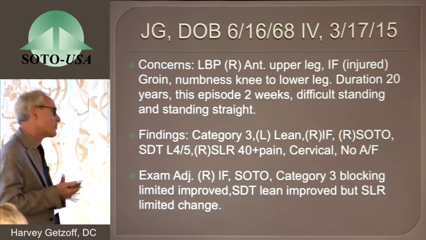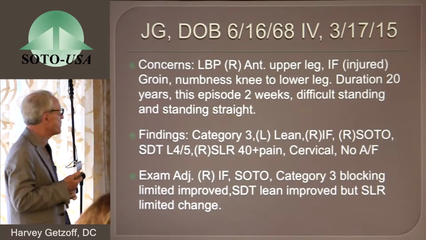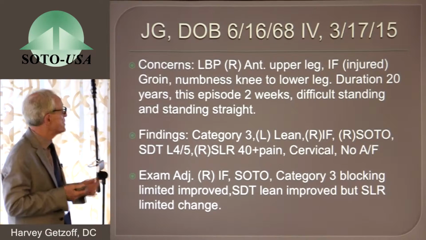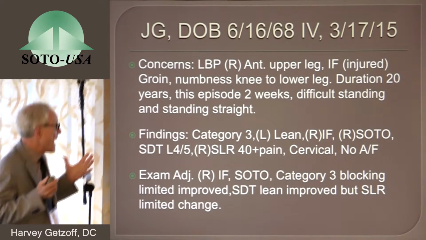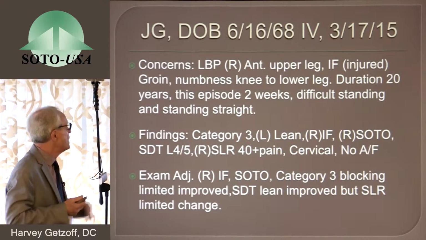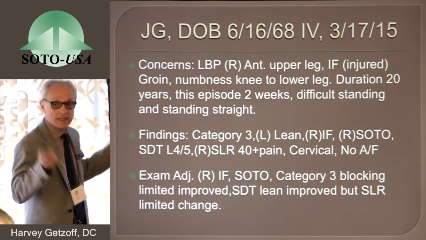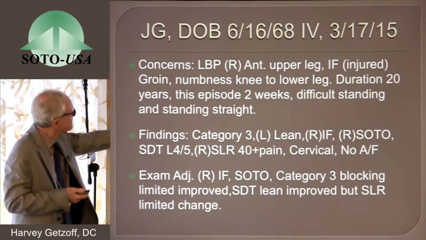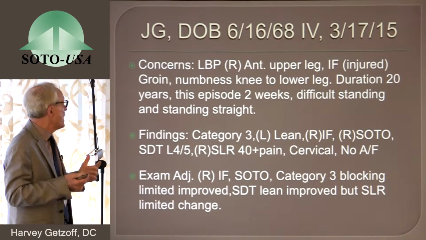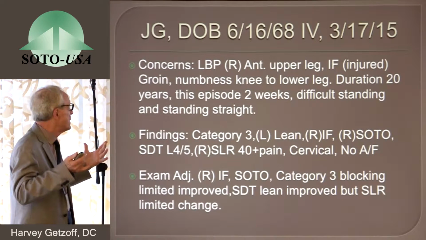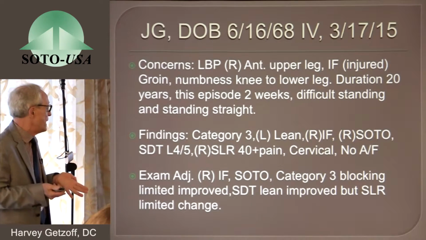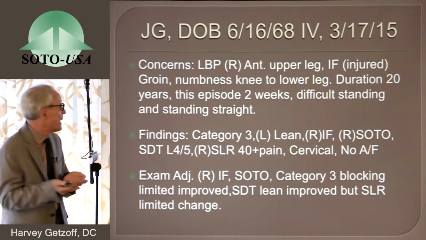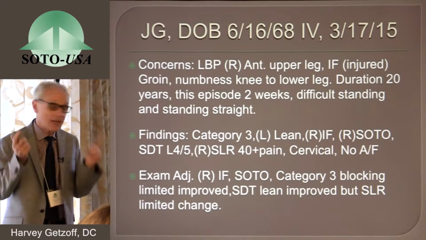Findings: obviously category 3. I shouldn't say obviously, but he was a category 3. He had a left lean in the spine, and he had a lot of restriction in the right iliofemoral and restrictions in the right SOTO. We did the sitting disc technique in the examination. As part of the examination, we redid the straight leg raise. It was 40 degrees with a lot of pain on the right. He had no arm fossa findings, so we could put him on category 3 blocks in the examination.